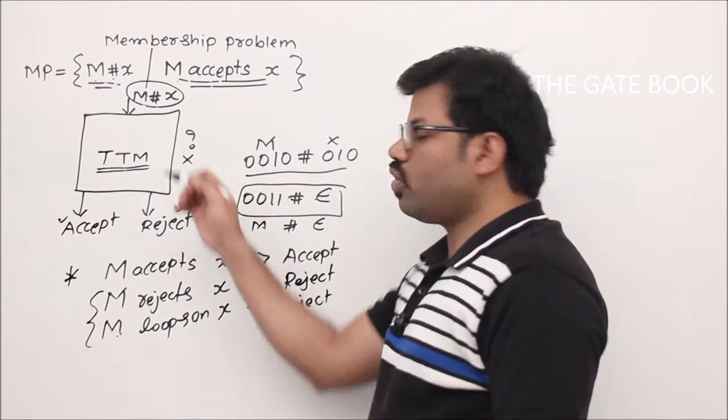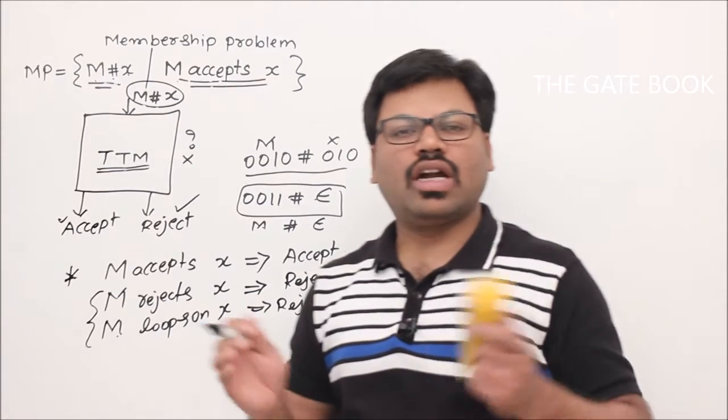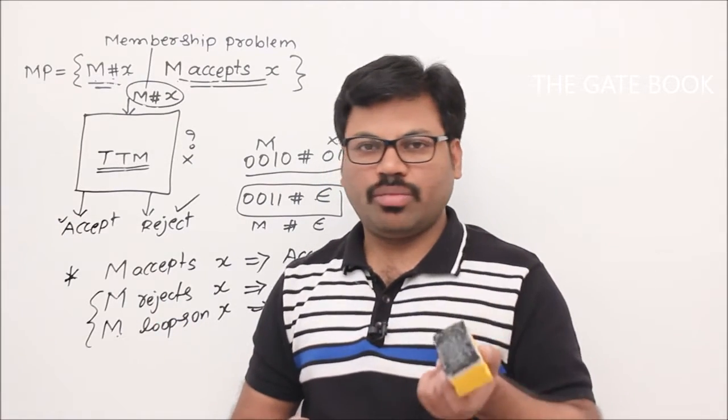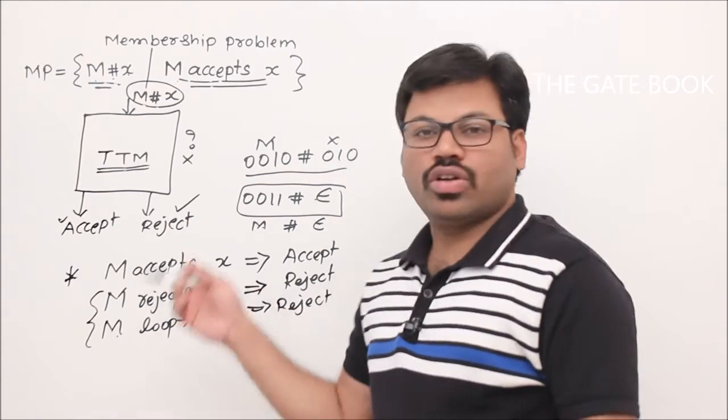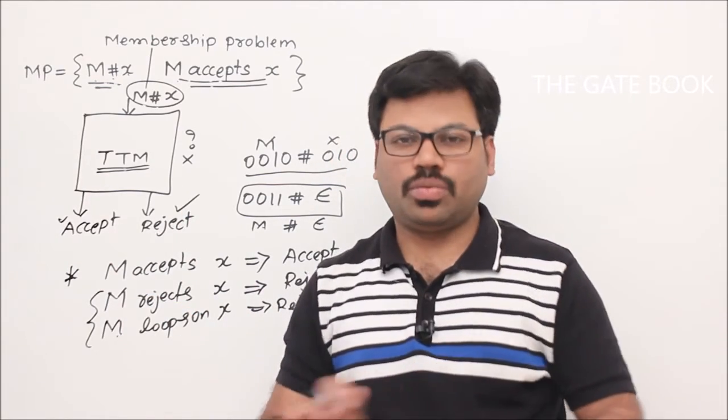Sir, when will my total Turing machine go to loop? You have forgotten the complete story. Your total Turing machine will never loop, right? Because there is no loop thing. That is what a total Turing machine is. A total Turing machine never loops.